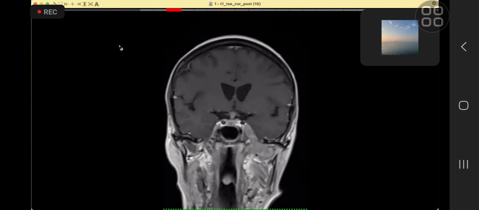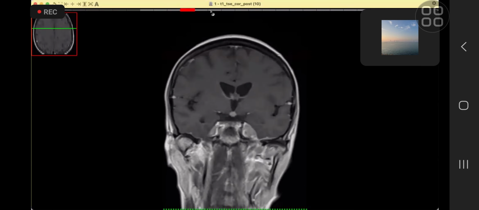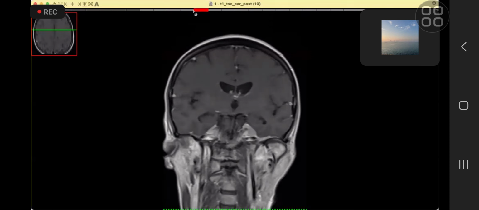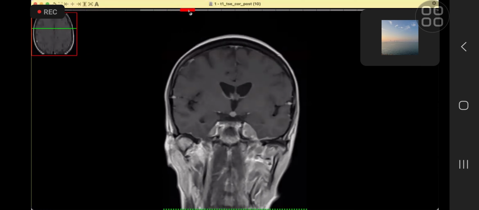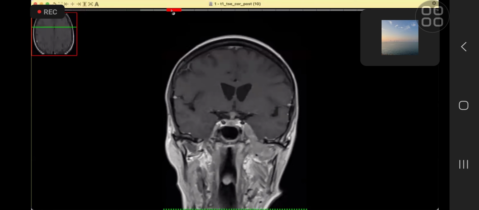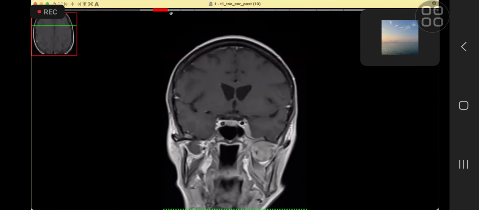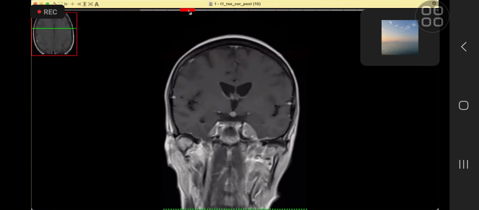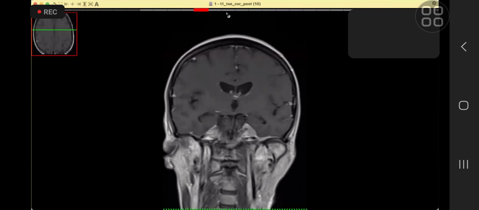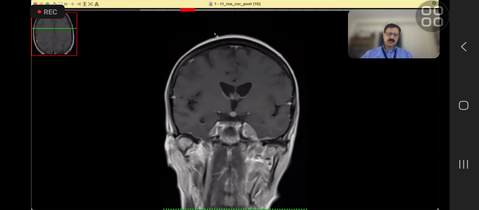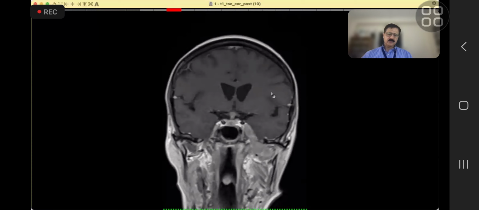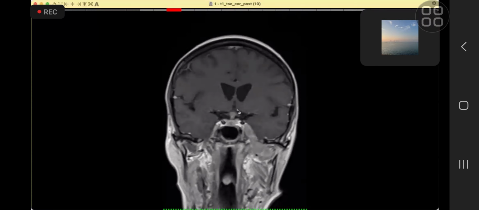So this is post-contrast coronal images. I'm focusing on the lesion. So this is a suprasellar well-defined enhancing lesion. This lesion is abutting the optic chiasm. Okay, just one second, please. I'll take the mouse from you. What is happening here in this image exactly? Yes.